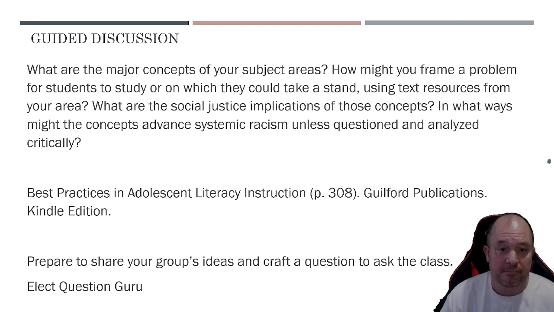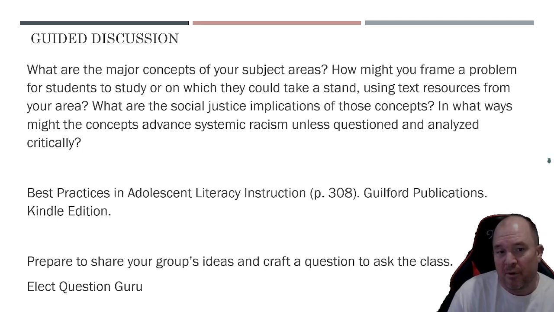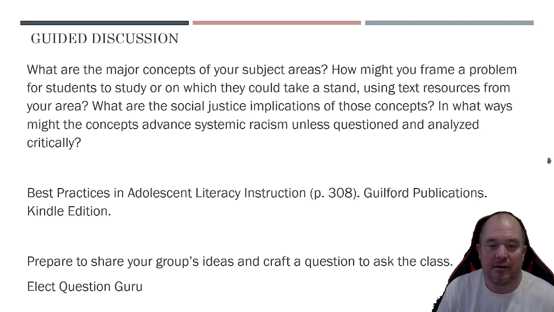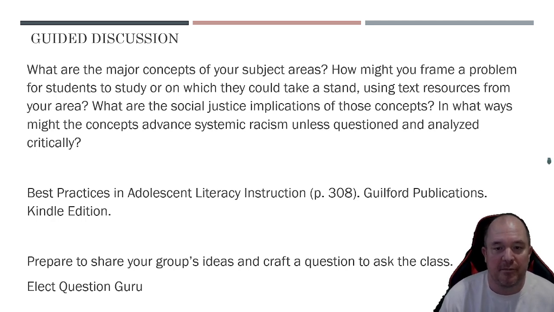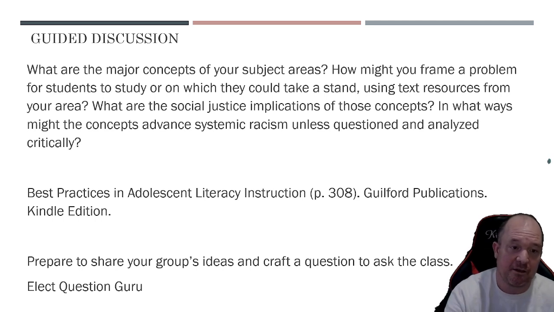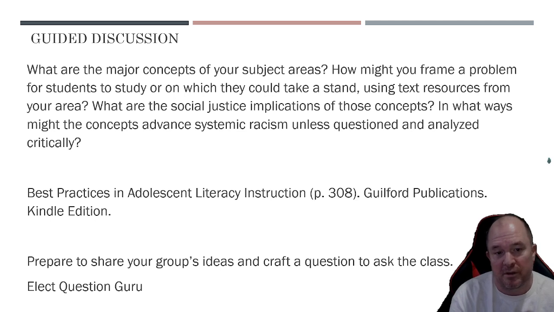So what are the major concepts? And then think about what are the major issues in your subject areas that you are trying to discuss, and how can you frame a problem for students to study on which they could take a stand. With the reading that we read, the teachers framed a problem where the students can take a stand using text and challenging maybe norms or maybe harmful narratives within these frames, and using text. And then think about what are the social justice implications of those concepts.